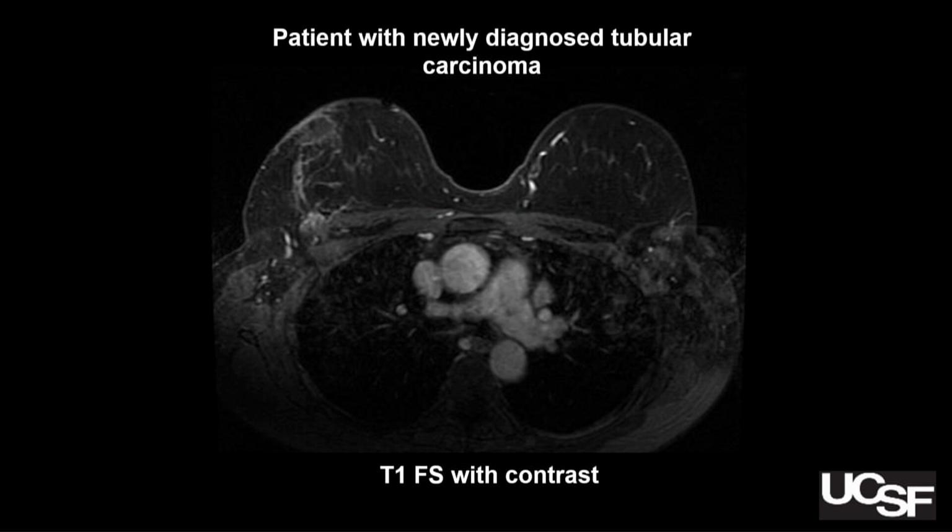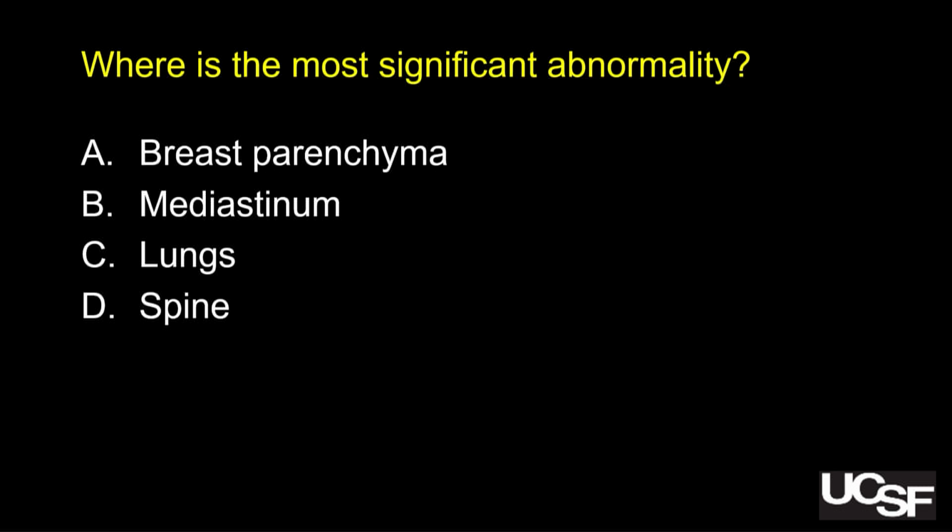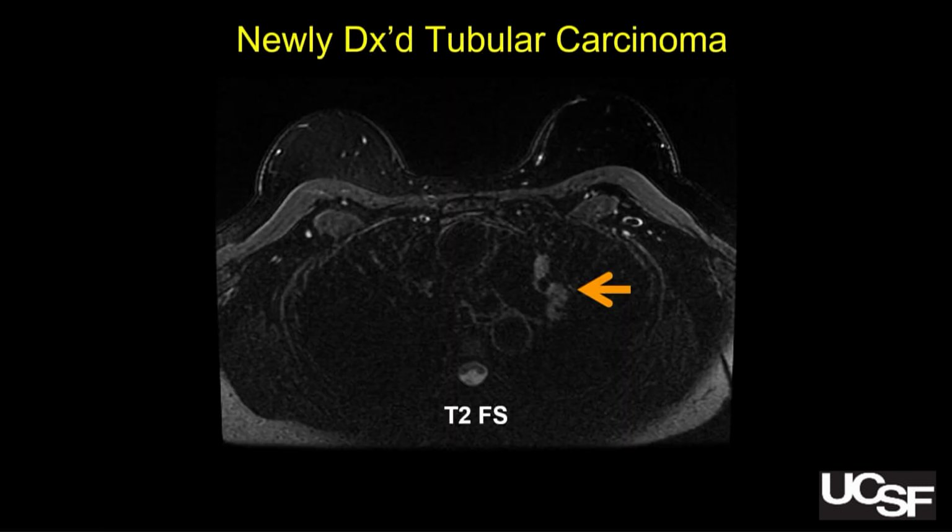Okay, I'm going to end on this case 9. Patient with a newly diagnosed tubular carcinoma, T1 fat sat with contrast. This is just a show and tell. Again, look at the mediastinum. There's some extra dots there, or extra blobs. So the mediastinum is abnormal. There are lymph nodes there that are enlarged.